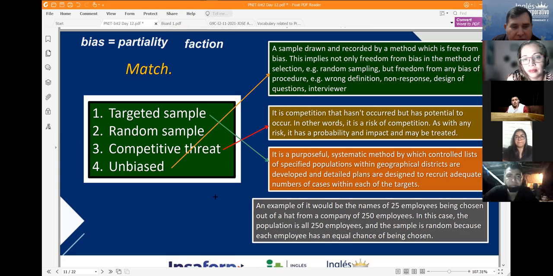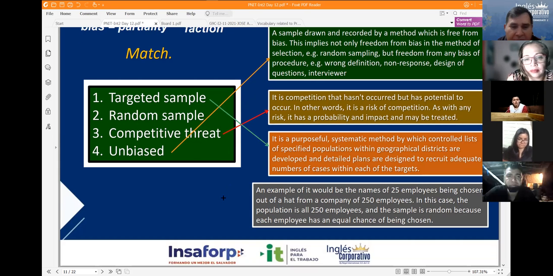Okay, what about an example of it would be the names of 25 employees being chosen out of a hat from a company of 250 employees. In this case, the population, the universe, is all the 250 employees, and they are all included in the hat. The sample is random because each employee has an equal chance of being chosen. 1/250, right? Then, which is that? Number two, right?